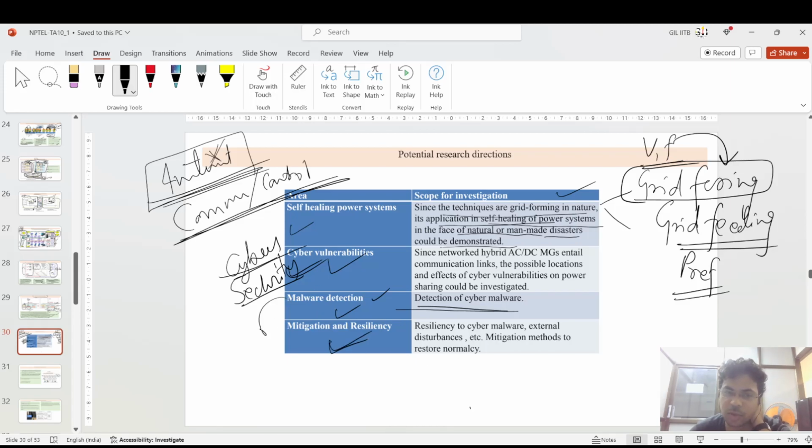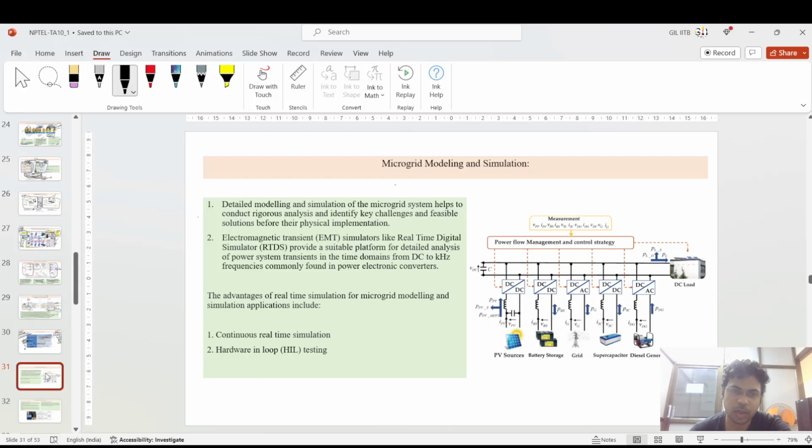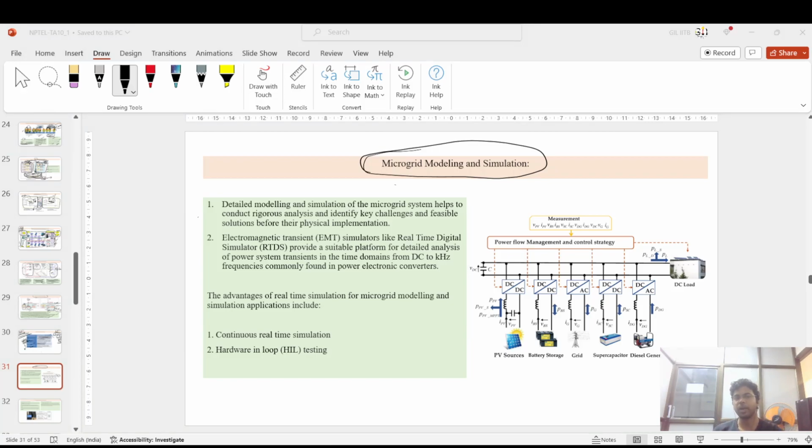And second last is the mitigation and resiliency. If malware comes into your system, how do you remove that malware, make your system robust, and make the system work in the normal condition? Okay, so these are the potential research areas. Coming to the next topic, the next module is microgrid modeling in simulation, because you don't have wind turbines or a microgrid generation system at your home or any other places.